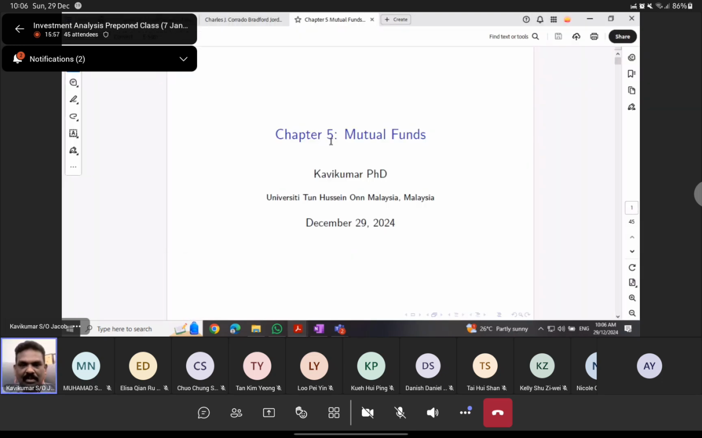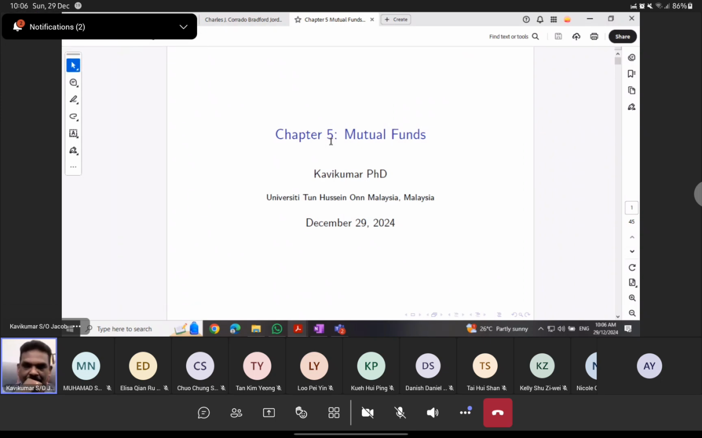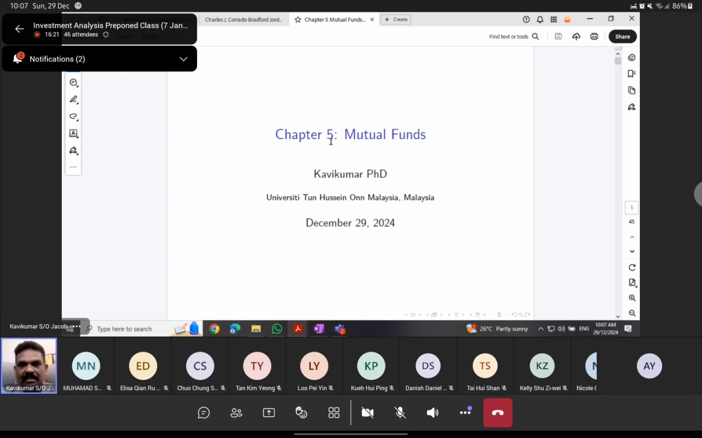chapter 5, mutual funds. This is mostly theoretical concept, with only a few problems. Only one type of problem will come to our final exam. So it's not a very hard subject, but it's mostly about information about the fund, mutual funds. So, chapter 5, mutual funds.